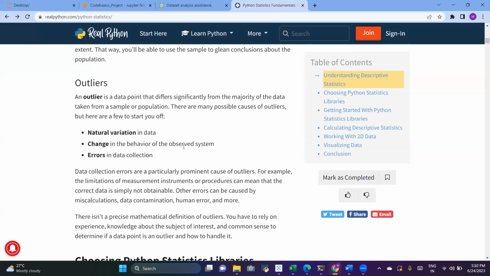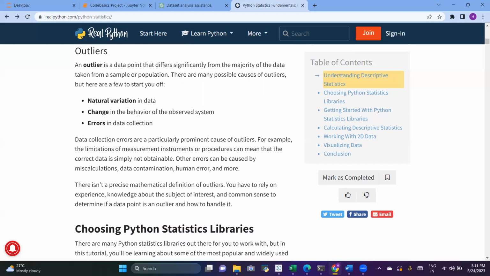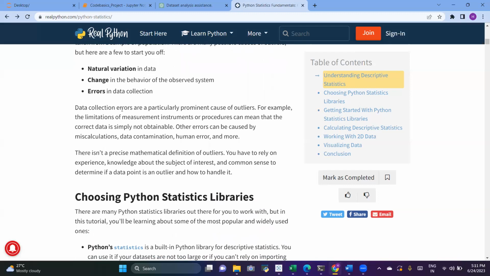There are many possible causes of outliers, but here are a few to start off: natural variation in the data, change in the behavior of the observed system, error in data collection. So there might be a natural variation in the data, or there might be a change in the behavior of that particular system. Error also might be there. Data collection errors are a particularly prominent cause of outliers.